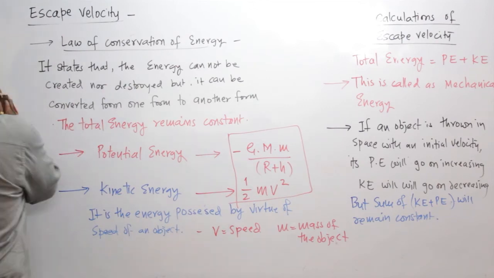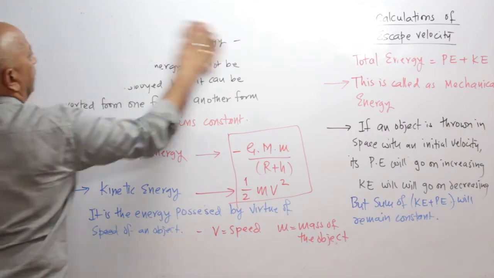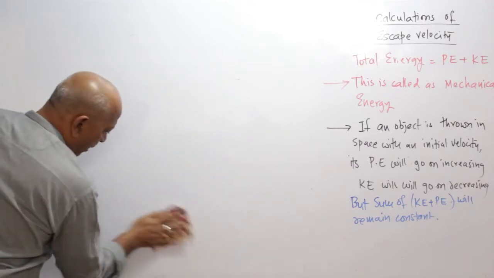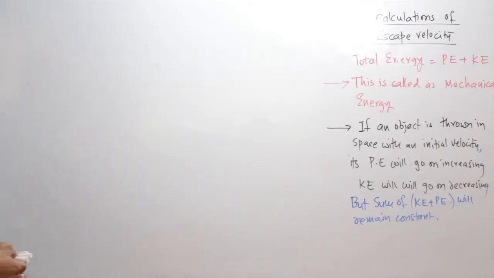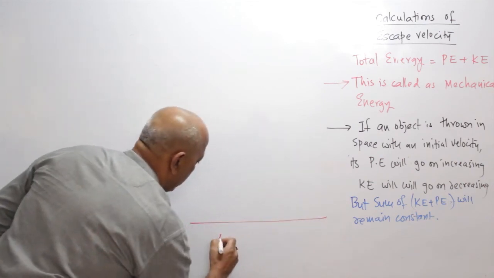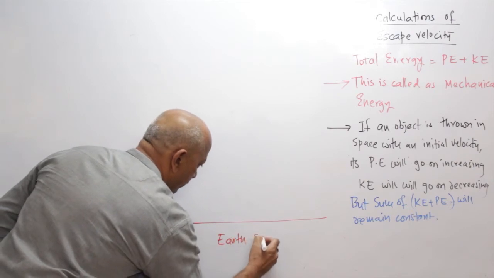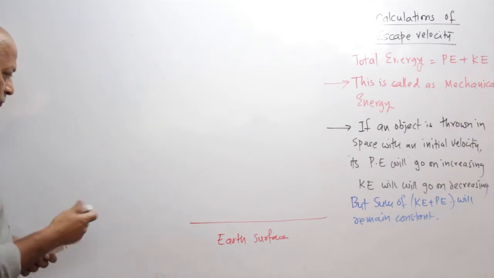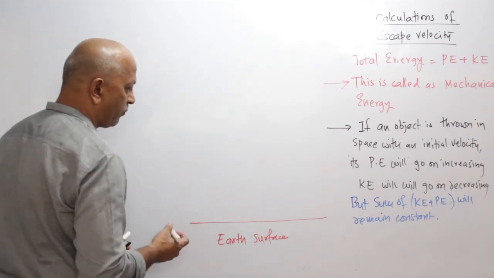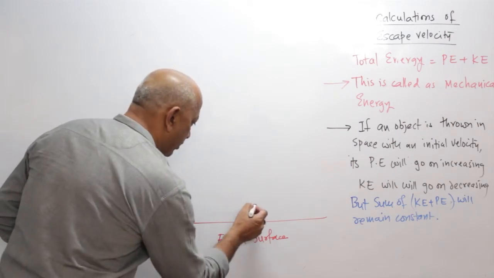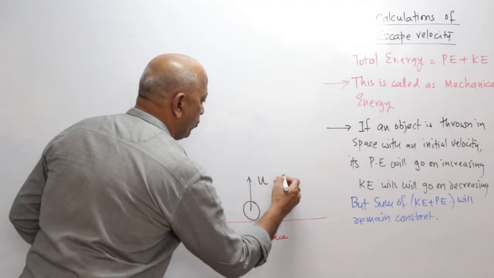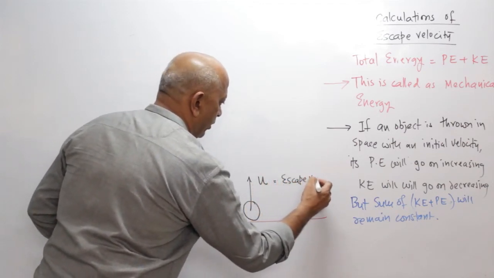So now, write it down. Suppose now, what is escape velocity? Escape velocity is such that, let us say, this is Earth's surface. Here, this is an object, we are throwing with initial velocity u, and this u we are calling the escape velocity. That is what we are doing.